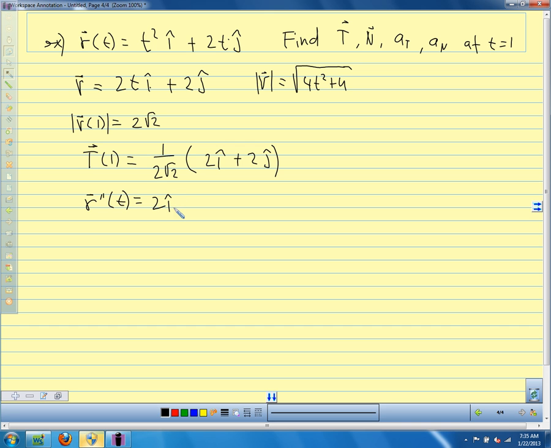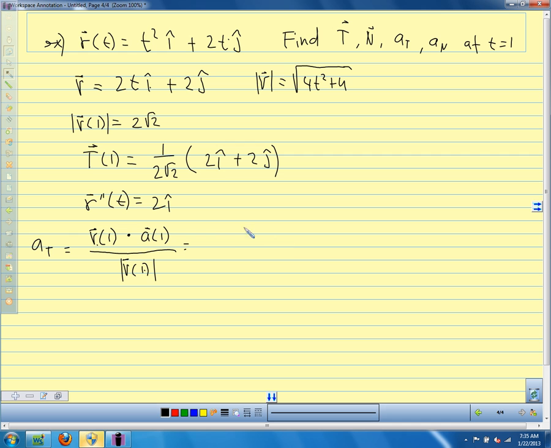r double prime of t is going to be 2i. I'm going to take the dot product of the velocity at time equals 1 and the acceleration at time equals 1, and divide it by the magnitude of the velocity at time equals 1. That was our expression for a sub t.